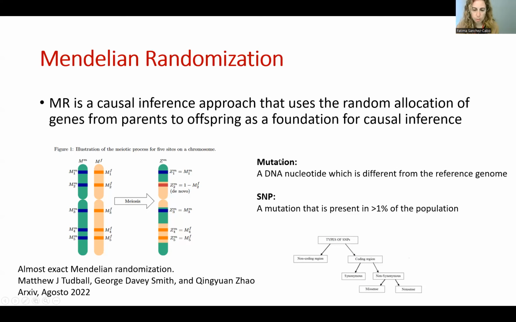So the two important concepts are mutation and SNP, and to know that we can use this as an instrumental variable because the probability of inheriting a variant from the father or from the mother is supposed to be 50% in most situations. I'm putting references throughout the slides if you want to read a little bit more about that.